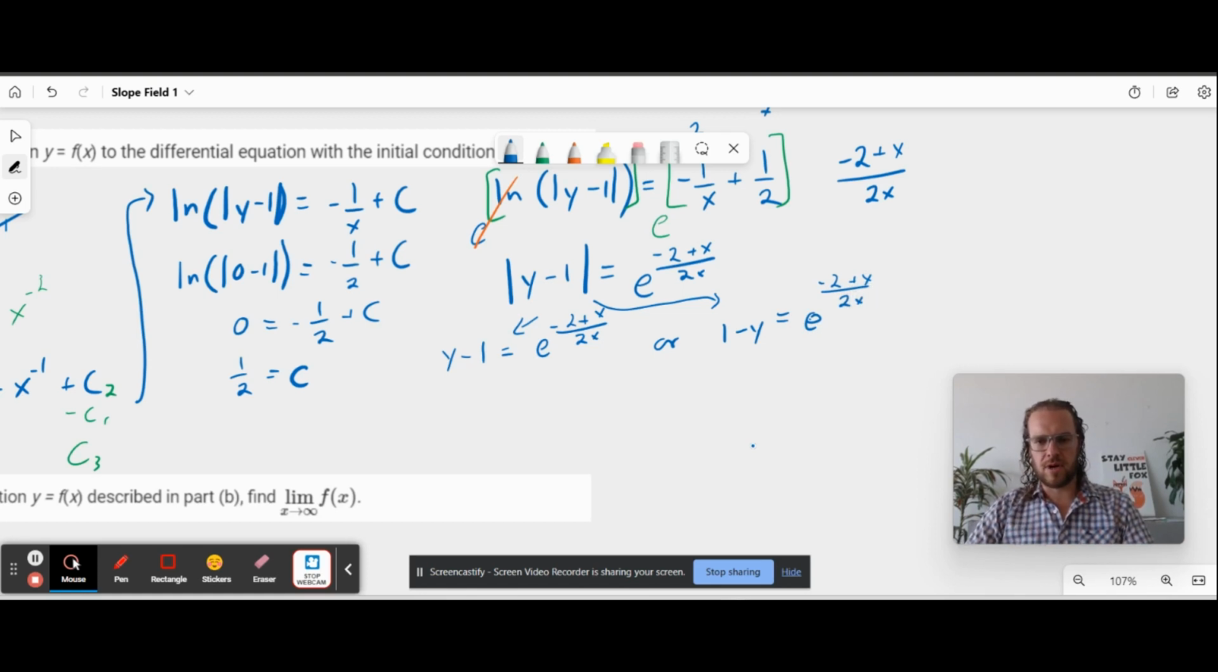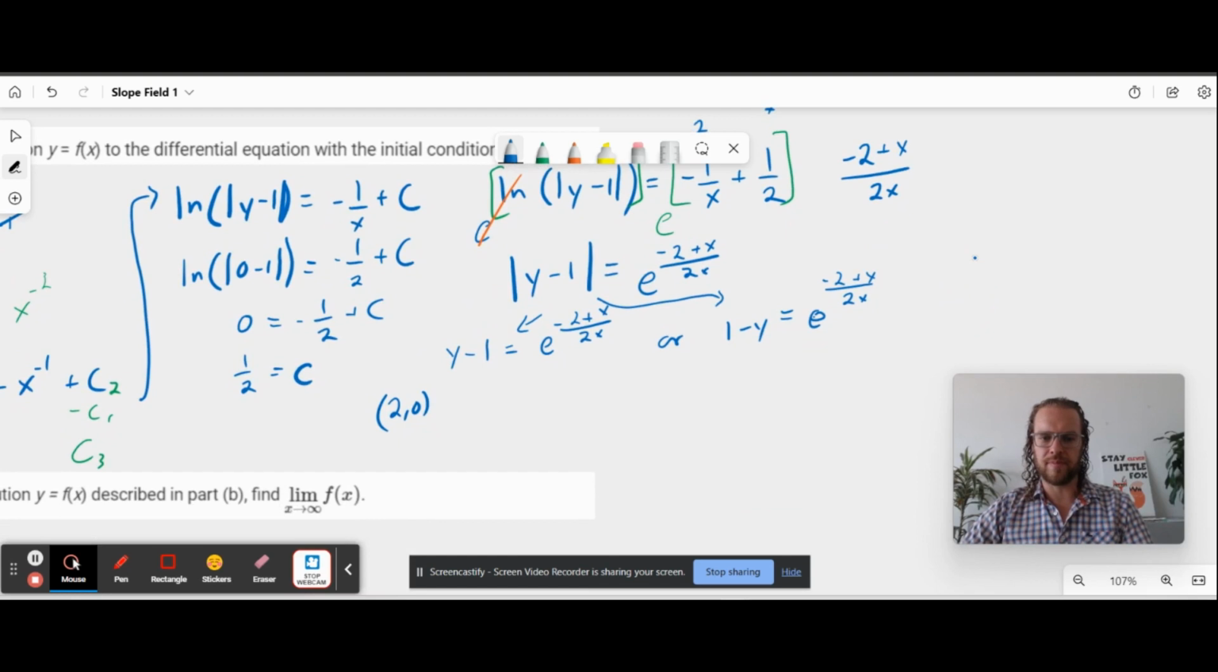Now, the next thing we need to do is just confirm that these meet our initial condition. And our initial condition was the point 2, 0. So if we plug in 2 and 0 into here, it should work, okay? If it doesn't, we've got a problem. So if we look here, that's going to be negative 1. Over here, we're going to get e to the, let's see, negative 2 plus 2 is going to be 0 over 4. So e to the power of 0, anything to the power of 0, is 1. Well, that's not true, is it? So this one doesn't work, because f of 2 does not equal 0 in this case.